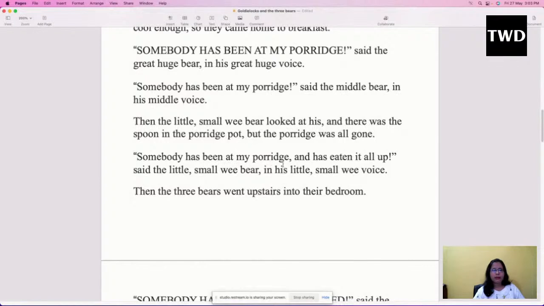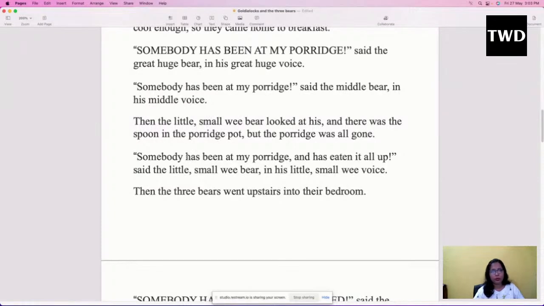Somebody has been at my porridge and has eaten it all up, said the little small wee bear in his little small wee voice. Okay, so actually the two bears' porridge was still there, but they understood somebody had touched the porridge, and the little bear's porridge was not at all left.